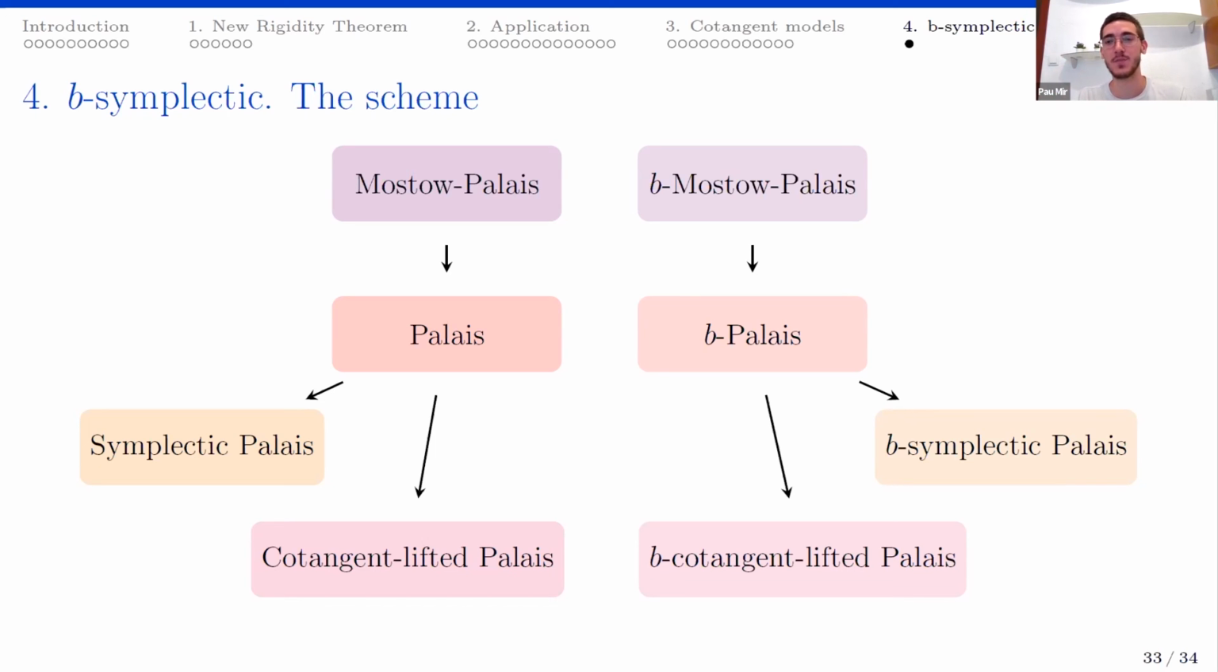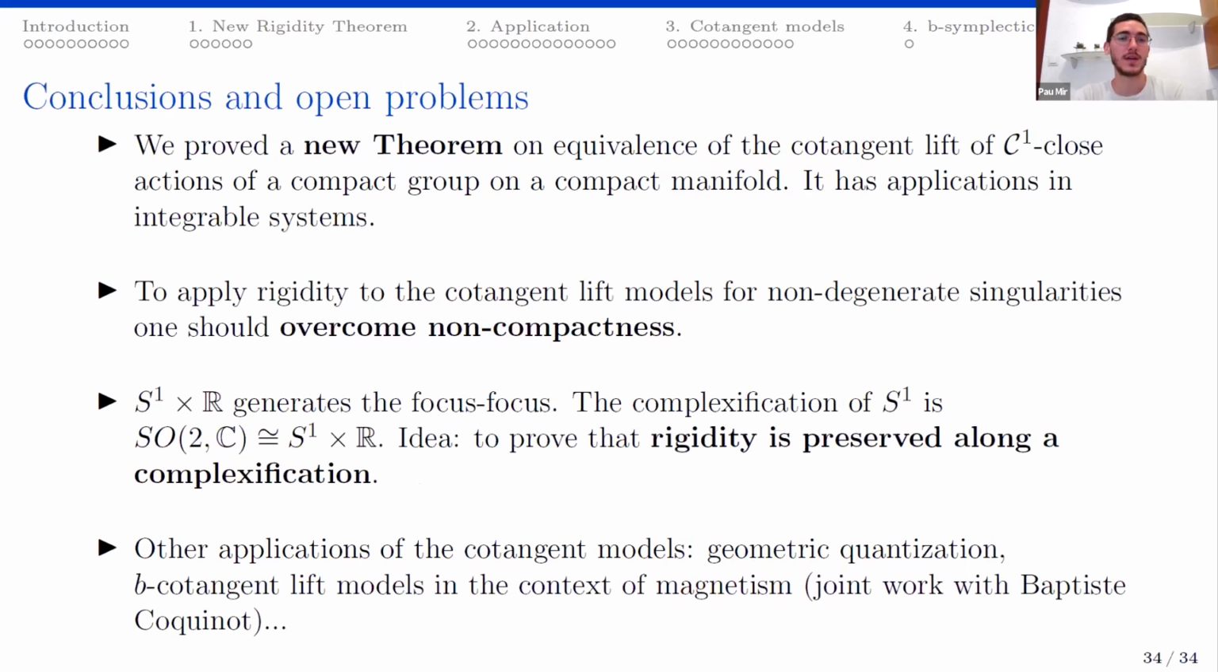So these manifolds model other kinds of physical problems, for example in fluid dynamics, or in electromagnetic dynamics. And it will be interesting to have this version of these rigidity results. So to conclude for today, we proved this new theorem, which has applications on integrable systems, and will have applications on b-integrable systems when we have the version proved.